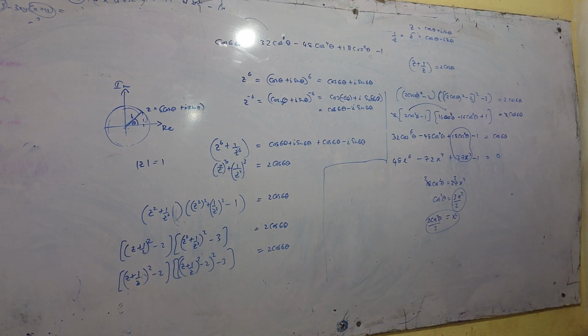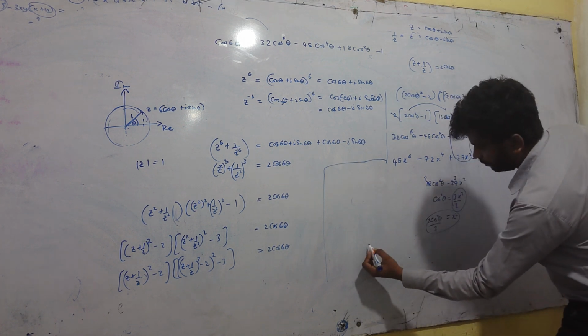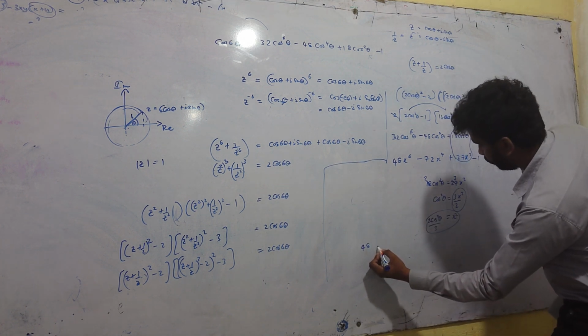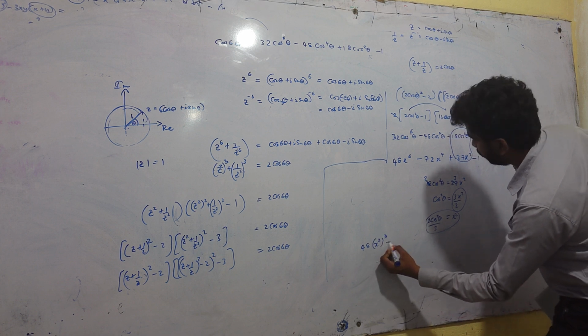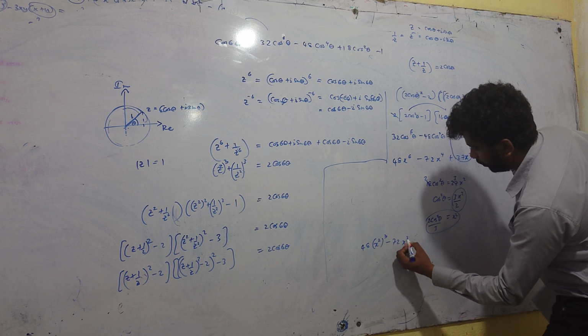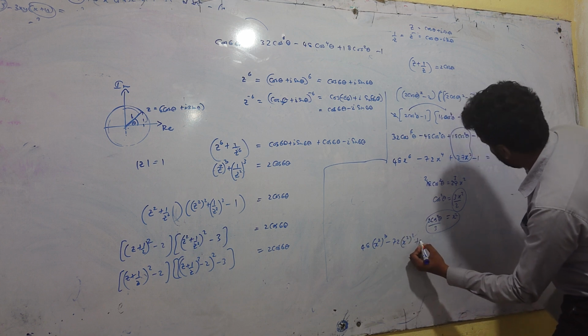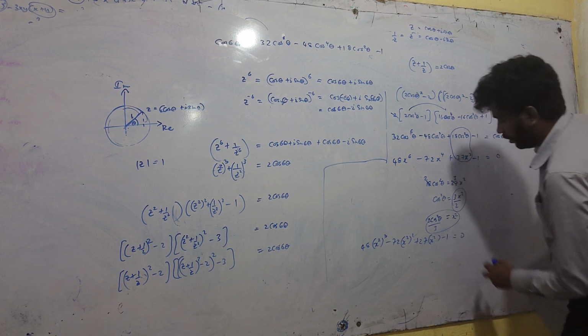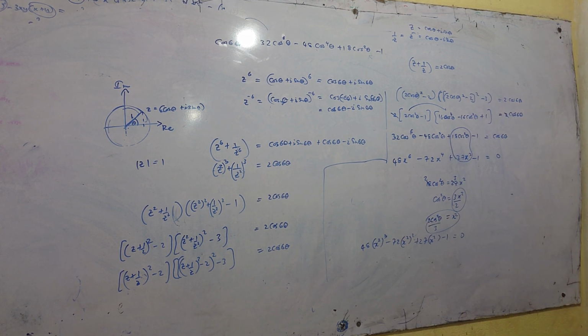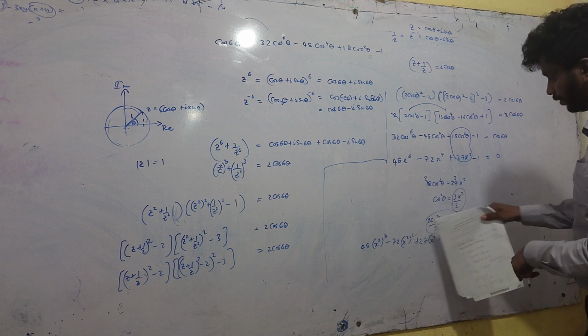What do you want to do with this? I don't know what to do. If you need to do this, please pay attention. 48x cubed minus 72x squared plus 27x minus 1. So this is the substitution. When you use this substitution, what do you get?